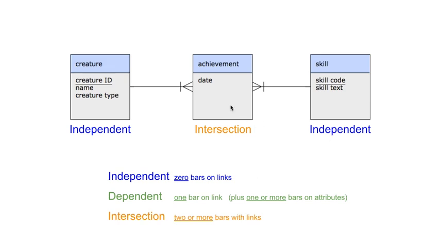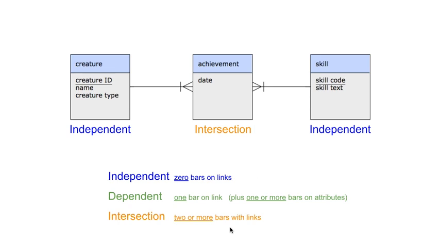Achievement is an intersection entity. It has 2 bars with links. It's certainly not an independent entity. We also don't call it a dependent entity, even though its identifier does depend on other entities. We reserve the term dependent entity specifically for cases like student and school, where there's only 1 bar with a link. As modelers, we call this an intersection entity because of its shape. It has 2 bars with links.